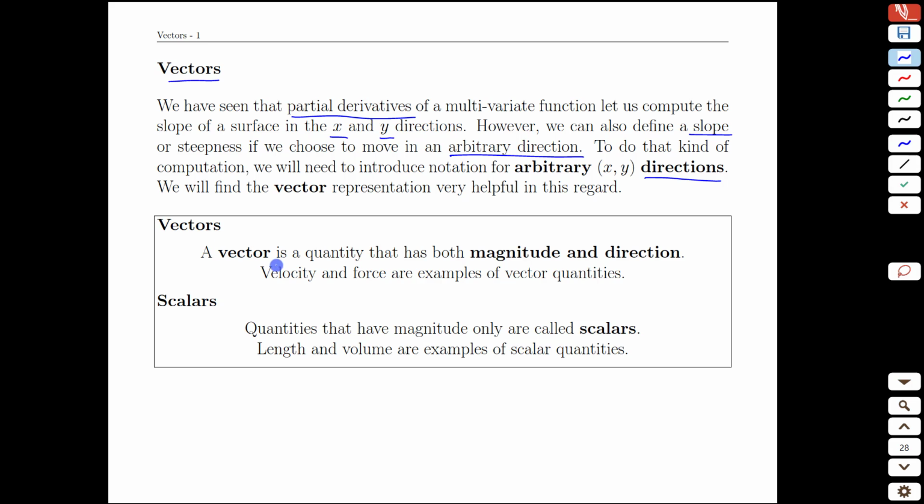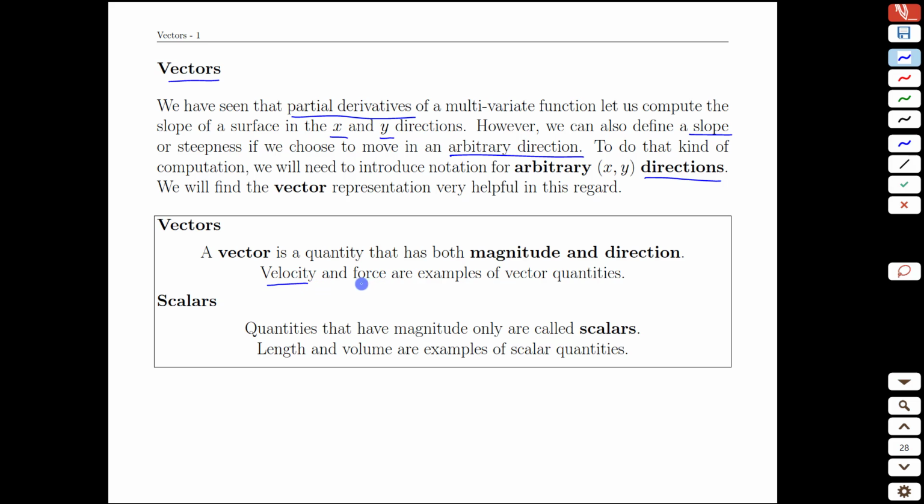What is a vector? Well, a vector is a quantity that has both magnitude and direction. That's contrasted with a scalar value, where we only have a magnitude. For example, length and volume would be scalar quantities. We have a certain length in centimeters, we have a certain volume in cubic centimeters. There's no direction associated with those.